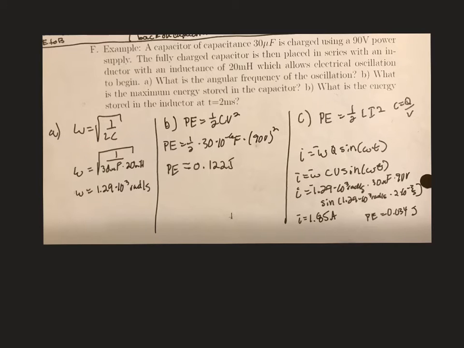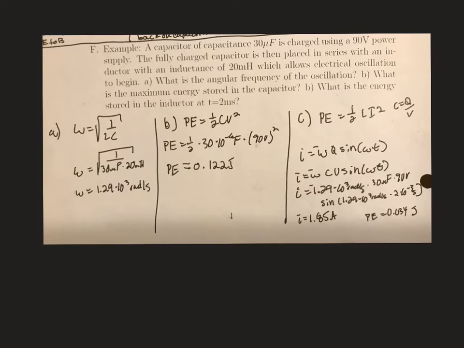In part B, we want to know what the maximum energy stored in the capacitor is. So I've gone back to my chapter 24 notes and I pulled out my equation for the potential energy. And we know what the voltage is because that's the voltage from the power supply used to charge the capacitor. And we know what the capacitance of the capacitor is, so we can find that potential energy.